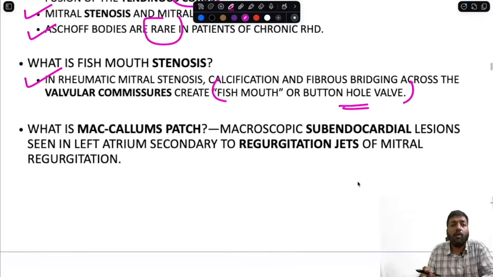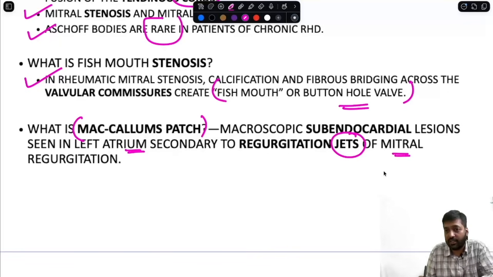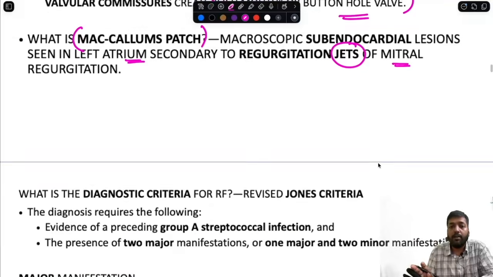Next, what is MacCallum's patch? These are macroscopic subendocardial lesions seen in the left atrium secondary to regurgitation jets of mitral regurgitation. Okay, I hope this is crystal clear to everyone.